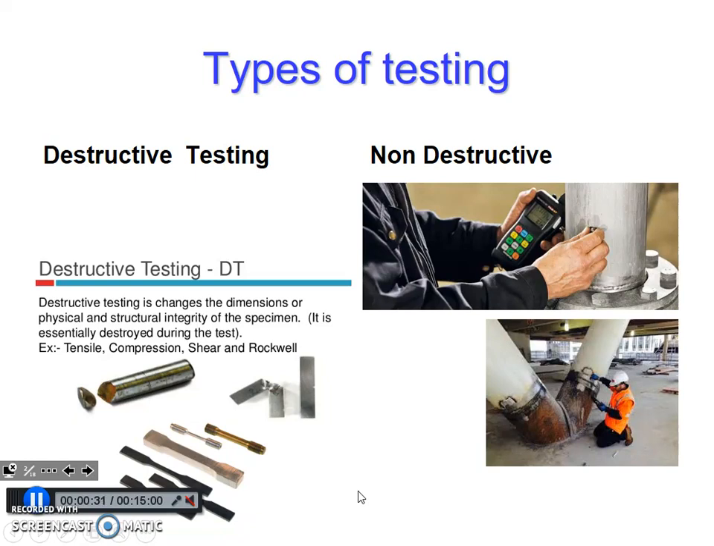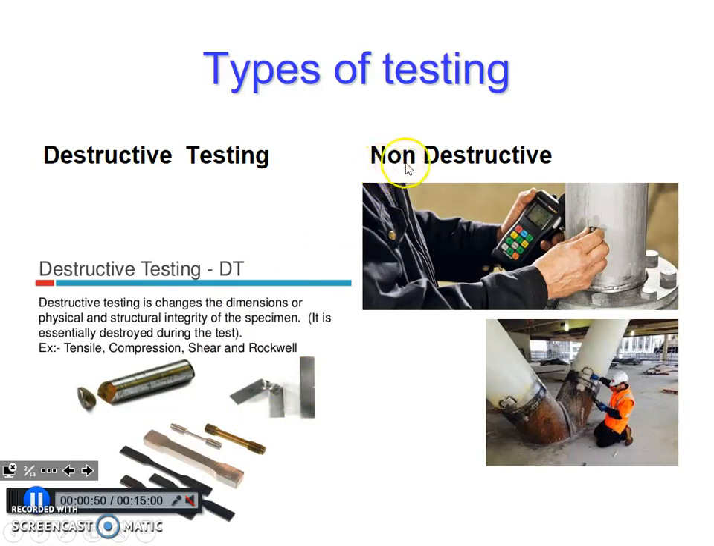So you take a sample. Here are some examples right here. Then what you do is you can hit them, you can pull them apart, you can compress them, you can shear them, you can do all the various different types of tests to see if the material can do what the manufacturer is saying it can.